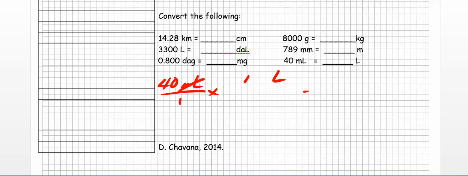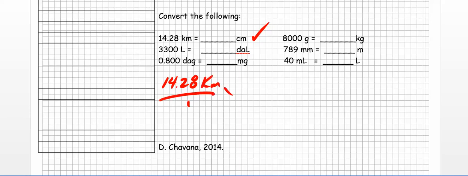Let's try another one that involves two steps. Those were one-step problems. That would be this one right here. Notice we're going from kilometers to centimeters, right? From kilometers to centimeters. And because we're going from a non-unit, not meters, but kilometers, to a non-unit, not meters, but centimeters, it's going to require two steps. So what we're going to do is we're going to say 14.28 kilometers, and I'm going to put that number over 1 times.